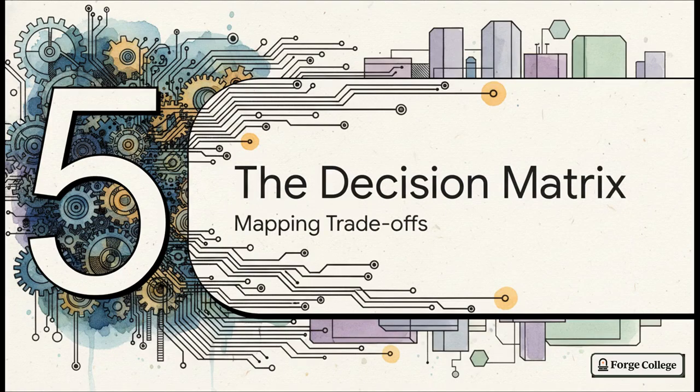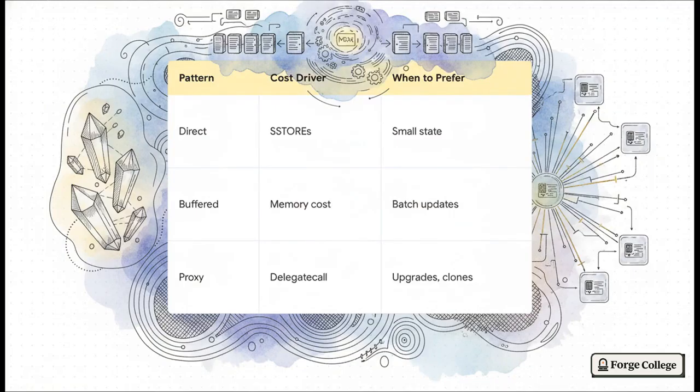Let's move to part 5, the decision matrix, mapping the trade-offs. Okay, let's take all these distinct ideas and synthesize them into a single, cohesive engineering logic table. This matrix right here is your primary heuristic tool for deciding how to shift costs between deployment time and runtime. Let's walk through it deliberately.